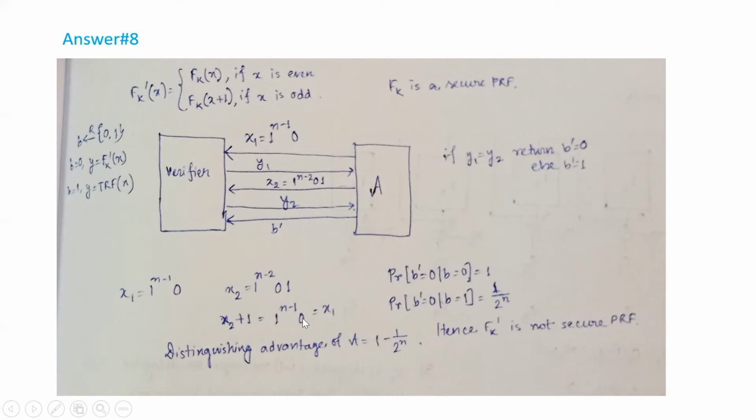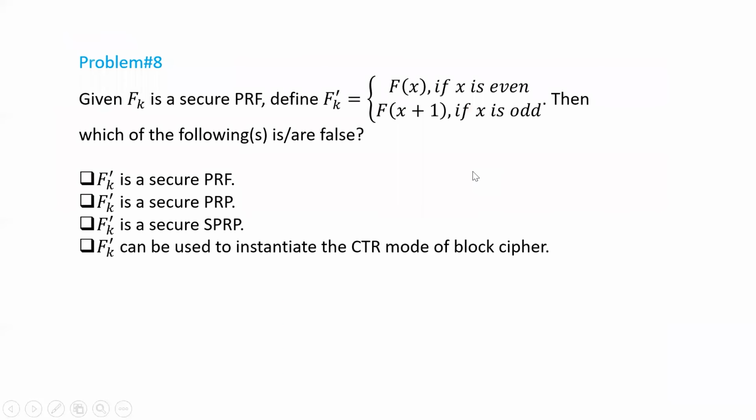So the distinguishing advantage of this adversary is 1 minus 1 by 2 to the power n, which is not negligible. And thus we conclude that fk dash is not a secure PRF. And as fk dash is not a secure PRF, similarly we can say that fk dash is of course not a secure PRP, neither a strong PRP, and as it is not a secure PRF, it cannot be used as a CTR block cipher. Okay.